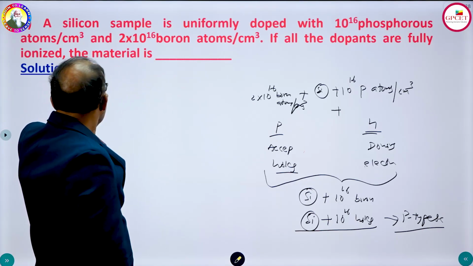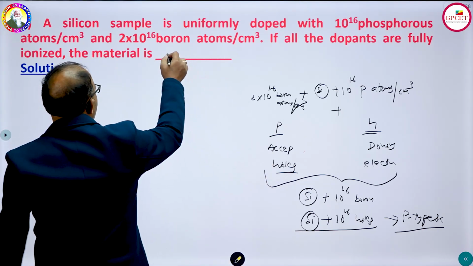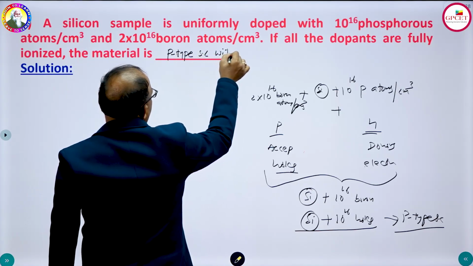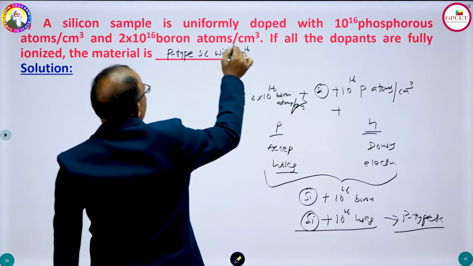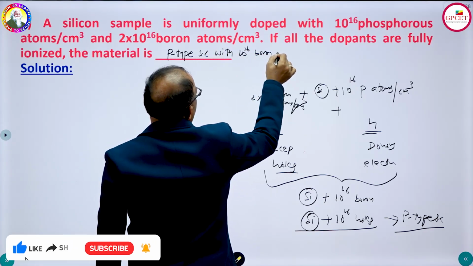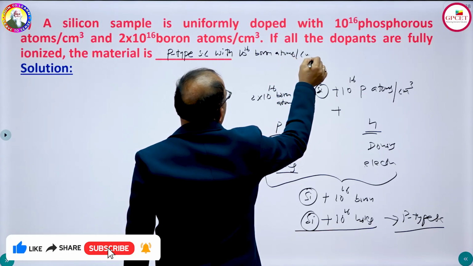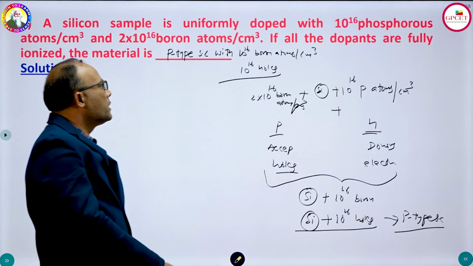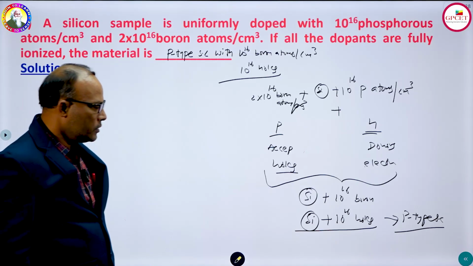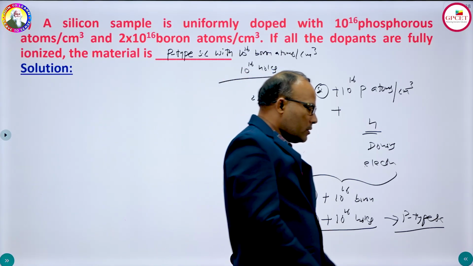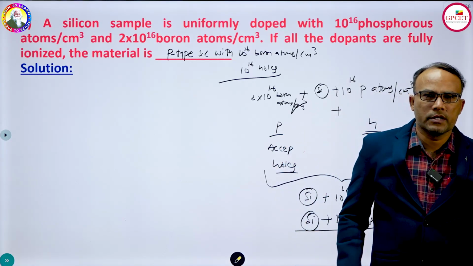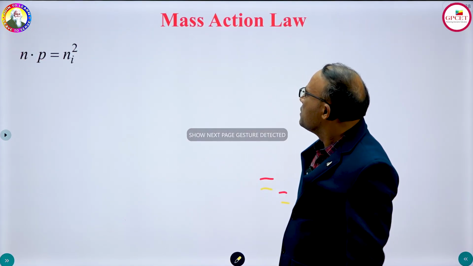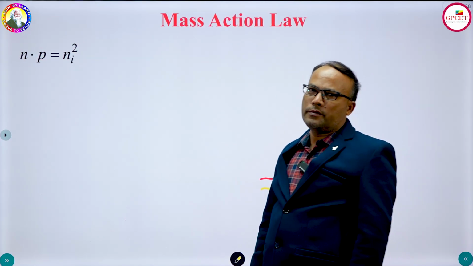So if all the dopants are fully ionized, the material is a p-type semiconductor with 10 power 16 boron atoms per centimeter cube, or 10 power 16 holes. This is a problem which has been asked in previous GATE examinations. Please consider this one, and we'll go to the next topic, which is called mass action law.